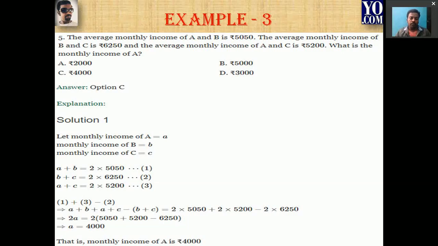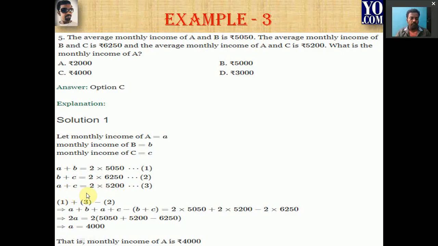See, the monthly incomes of A, B, C are denoted by small a, small b, small c. Then we can write the equations like this: the average of A and B is 5050, that is A plus B equal to 2 into 5050. Similarly, the average of B and C is 6250, so B plus C equal to 2 into 6250.